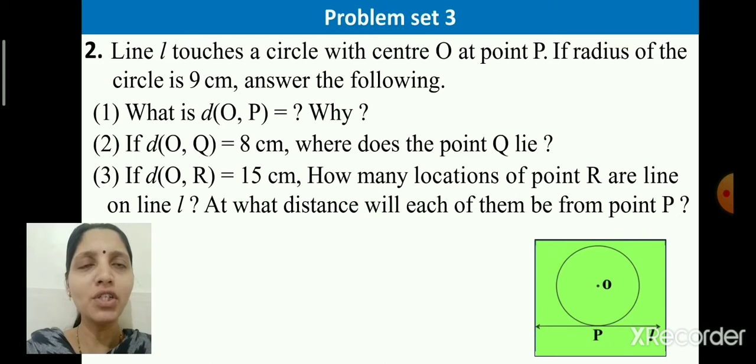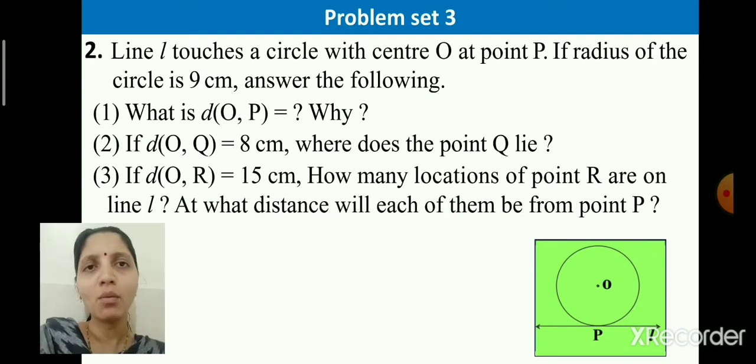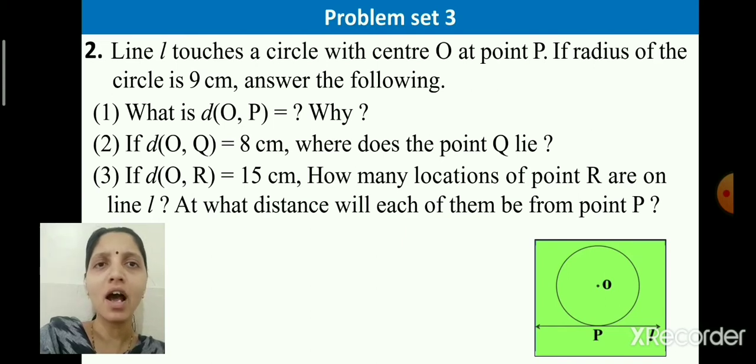So let's read the question. Line L touches a circle with center O at point P. If radius of the circle is 9 cm, answer the following questions. Question number 1. What is distance OP and why? Second one. If distance OQ is equal to 8 cm, where does the point Q lie? Question number 3. If distance OR is equal to 15 cm, how many locations of point R are on line L? At what distance will each of them be from point P?